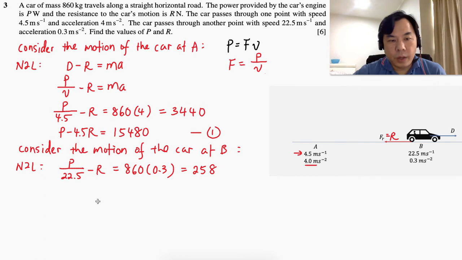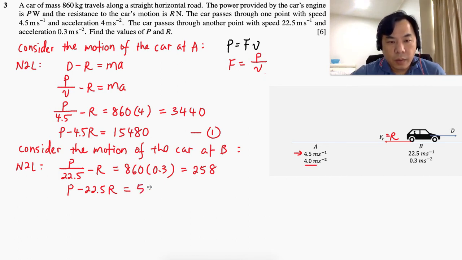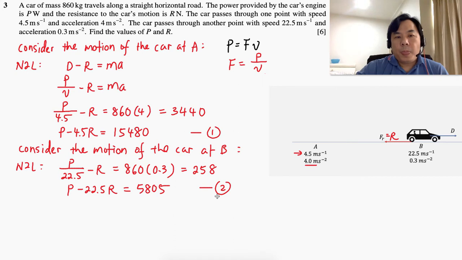Okay, so 258 there, and then again we can rearrange this nicely. 2.5r. Okay, and then therefore, let me see, what do we have? 5805. Now that will be our second equation. Now, of course, getting the P and R will be very much a piece of cheesecake in this case. All you need to do is just solve equation 1 and 2 easily.